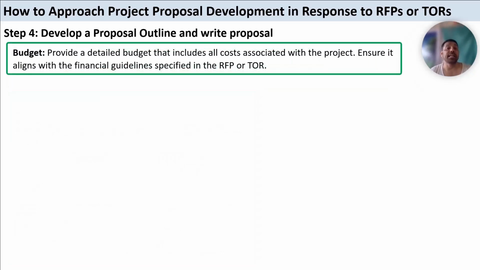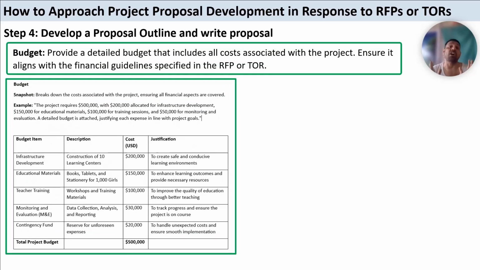Then the next section is budget. We need to provide a detailed budget that includes all costs associated with the project. We need to ensure it aligns with the financial guidelines specified in the request for proposal or TOR, and we also need to ensure that all activities which we have mentioned in our proposal should be costed in our budget.